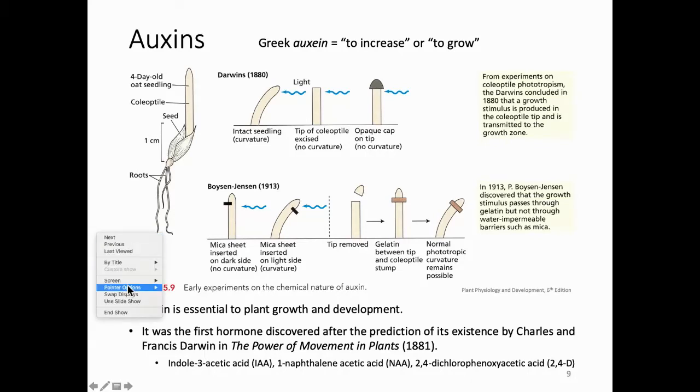Hello everyone, welcome to the first hormone in plants that has been discovered, auxin.